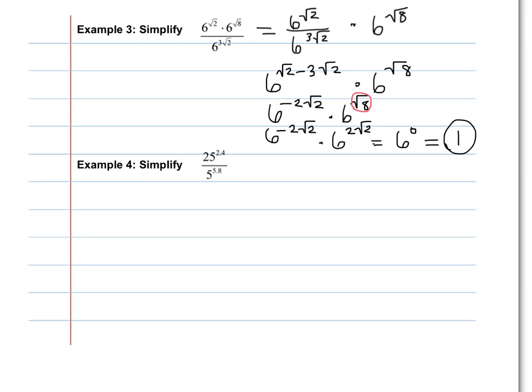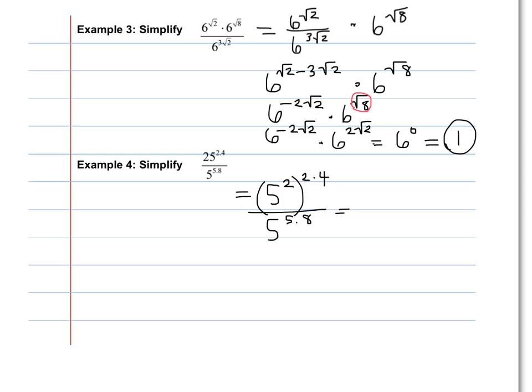Not much going on here with this one. We've got 25 to the 2.4 and 5 to the 5.8. What I would do first with this one is rewrite 25 as 5 squared, just to get those like bases. So 5 squared to the 2.4 over 5 to the 5.8.